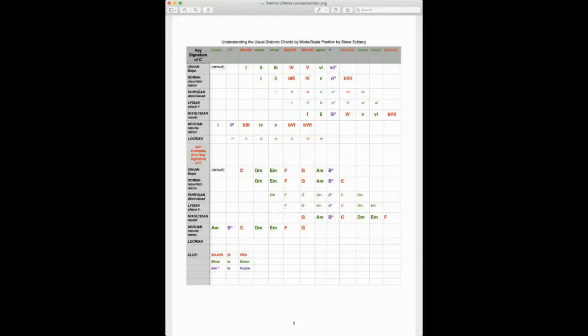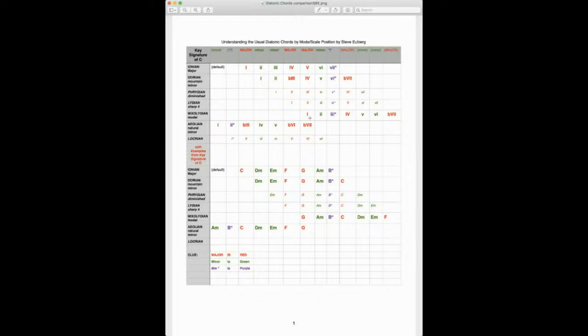The ones that are the Locrian, Phrygian, and Lydian are lowercase. We're not paying attention to that because those don't show up too much in folk music. The ones we're looking at for clarity are Ionian, Dorian, Mixolydian, and Aeolian.